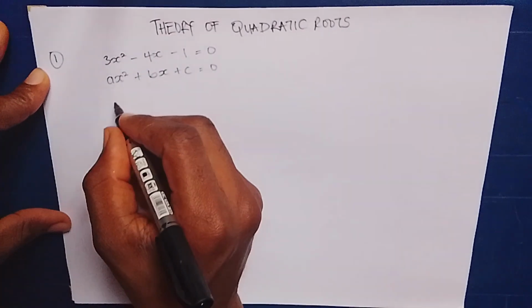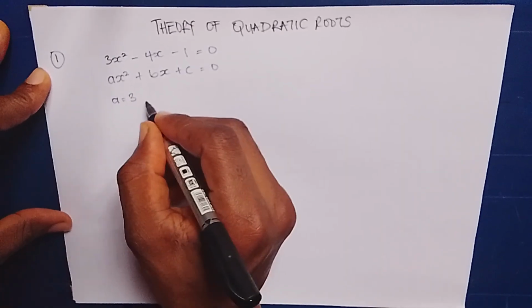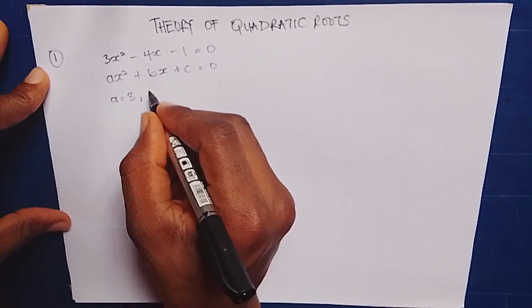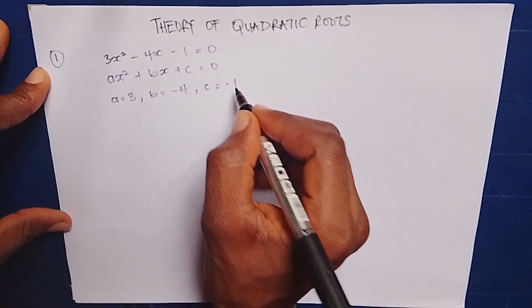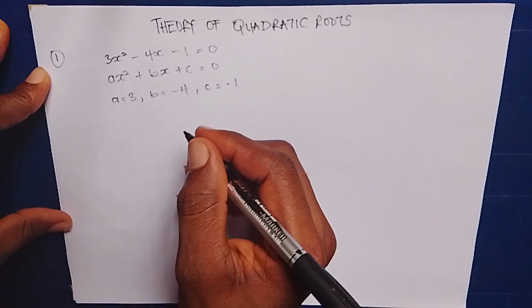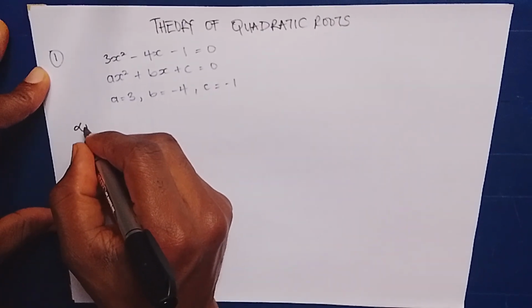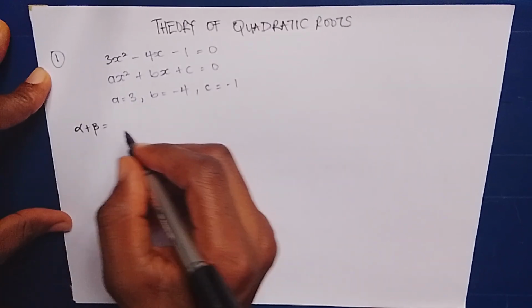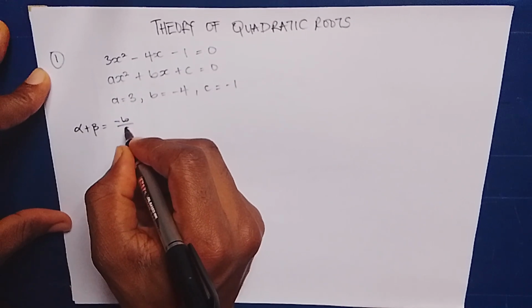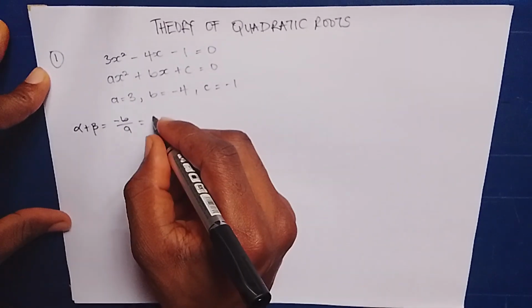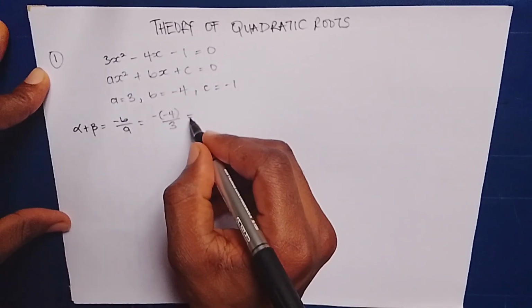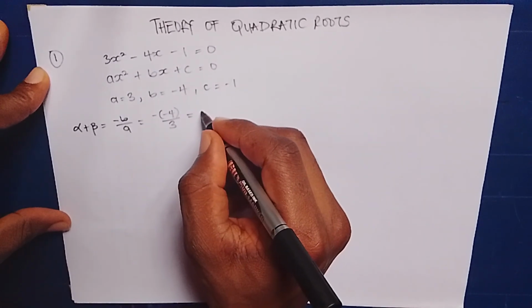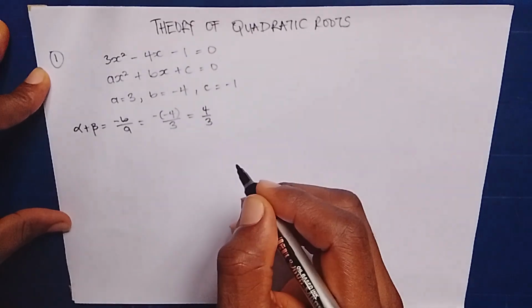From this, we can deduce that a equals 3, b equals minus 4, and c equals minus 1. And then we've been asked to find alpha plus beta, which is equal to minus b over a. Now, what is b? Minus 4. What is a? 3. That means the sum of the roots is equal to 4 over 3.